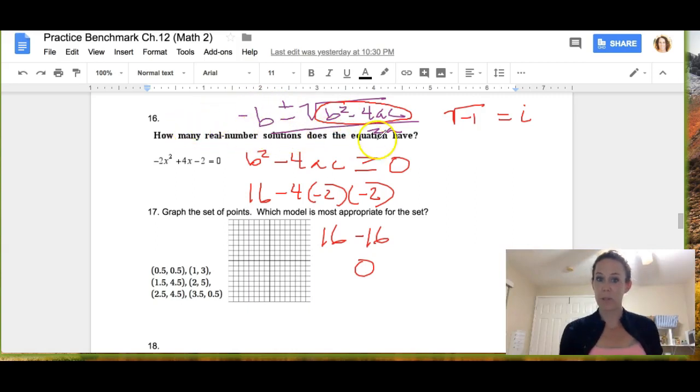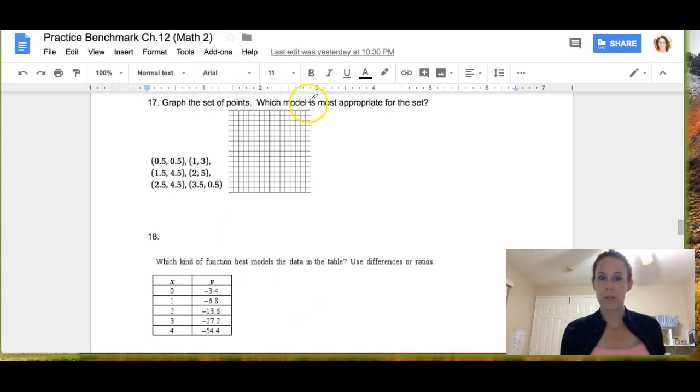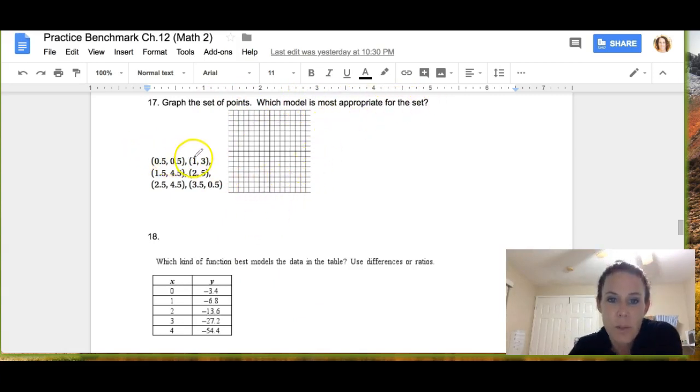So how many real number solutions does this have? One solution. All right, we're going to graph this set of points. Which model is most appropriate for this set? Well, let's graph it and see what we got.